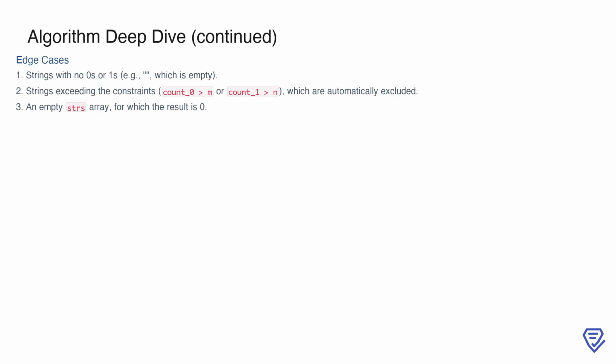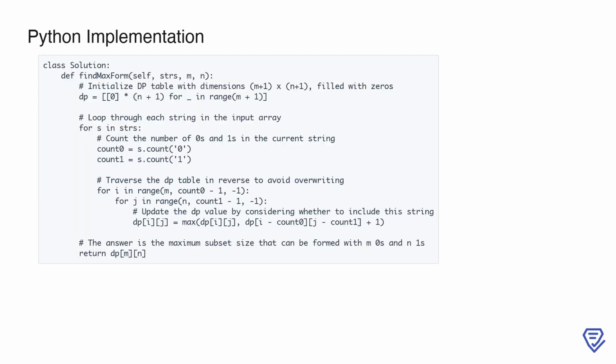Lastly, if the input array strs is empty, then no subset can be formed, and the result is simply 0. These cases ensure the robustness of the solution, handling both typical and boundary scenarios effectively. This solution tackles LeetCode problem 474 using dynamic programming to solve the subset selection problem with constraints on zeros and ones. Here's how the code works.